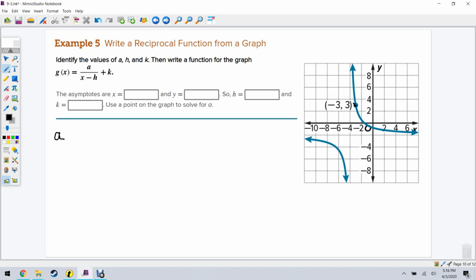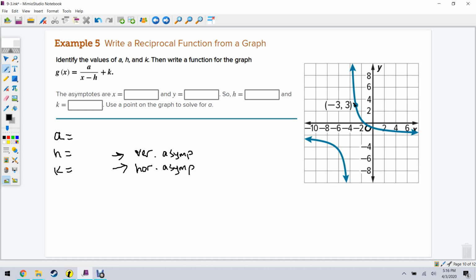Let's start with a, h, k. We need to find these out first. You can tell what h and k are directly, but you cannot tell what a is. For a, we will find a different way. For h, remember, this is the vertical asymptote. And k is about the horizontal asymptote, right?